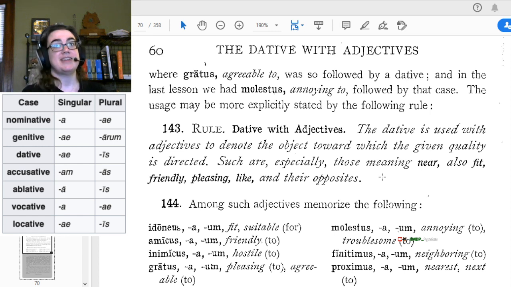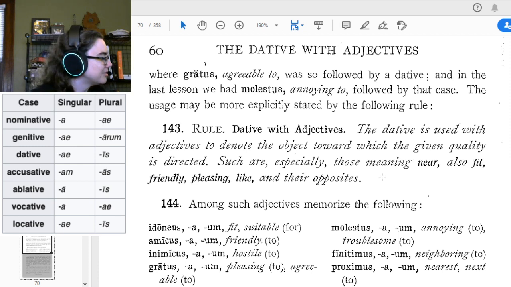So the rule: the dative is used with adjectives to denote the object towards which the given quality is directed. I feel like that sentence doesn't say anything. Am I wrong? Or does that sentence make total sense? The dative is used with adjectives to denote the object towards which the given quality is directed.